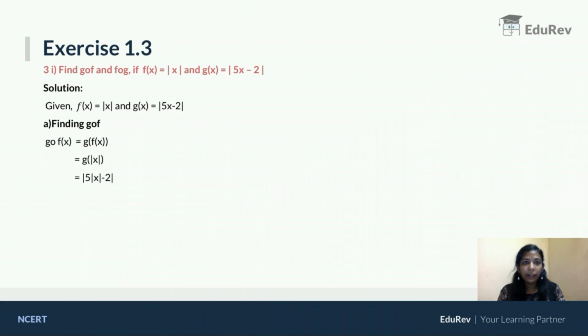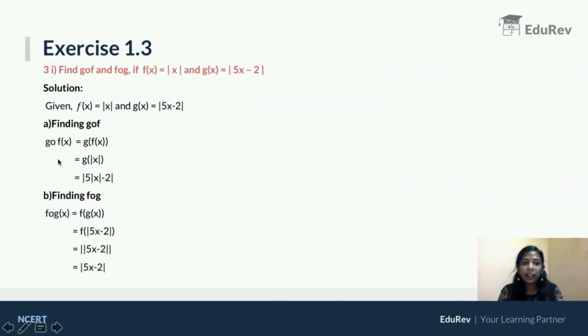Now we'll find f circle g. What will be f circle g of x? f of g of x. What is g of x value? Mod of 5x minus 2. Now what will be f of mod 5x minus 2? Wherever x is there, replace with the value written here. That means mod of mod 5x minus 2. Mod itself gives you a positive value, so there is no need of writing mod twice, because a positive value, if you put under mod, anyway will give you the same value. So I am writing it as mod of 5x minus 2.